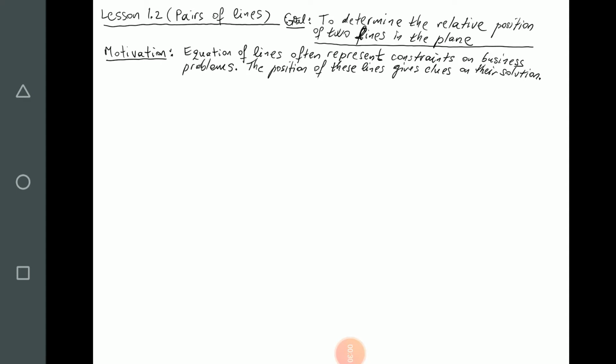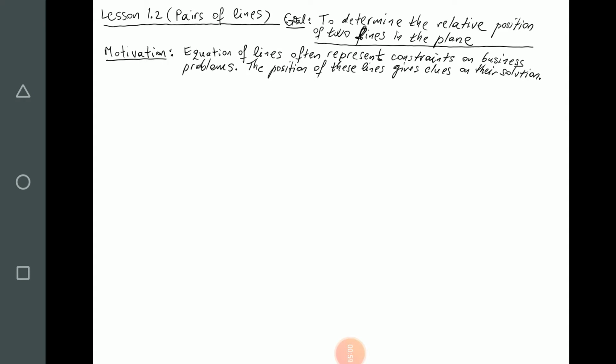So as a motivation, equations of lines often represent constraints on business problems. And we will deal with this type of question later on in more depth when we learn various algorithms on how to actually solve what we're going to call linear programming problems. This is basically one of the most basic types of problems that can be solved with linear equations.